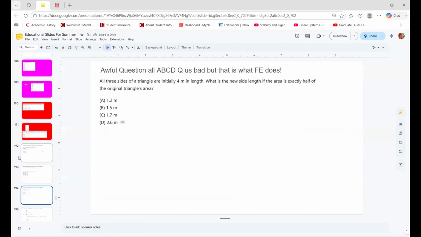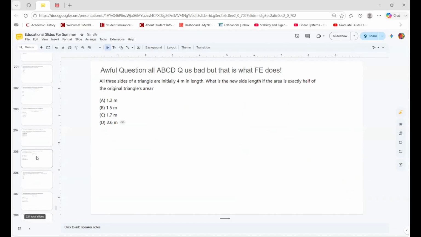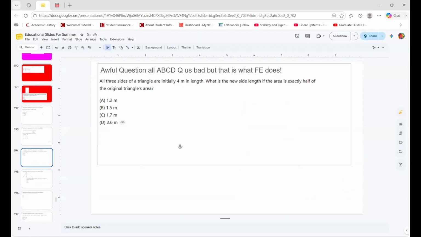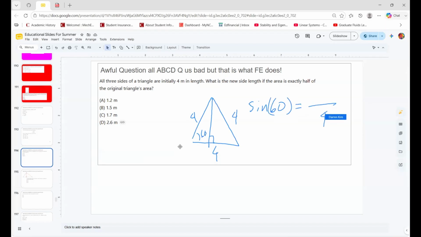Okay, what question are we on? There's a few really bad questions. All three sides of the triangle are initially 4 meters. What is the new side length if the area is exactly half of the original? Oh, like this? Okay, that makes sense. So it doesn't matter if it's sine or tangent, but I'll do sine 60 equals 4 over whatever x is, so x equals 4 sine 60. It's in degrees. Okay, square root of 2, and then you can just do this.